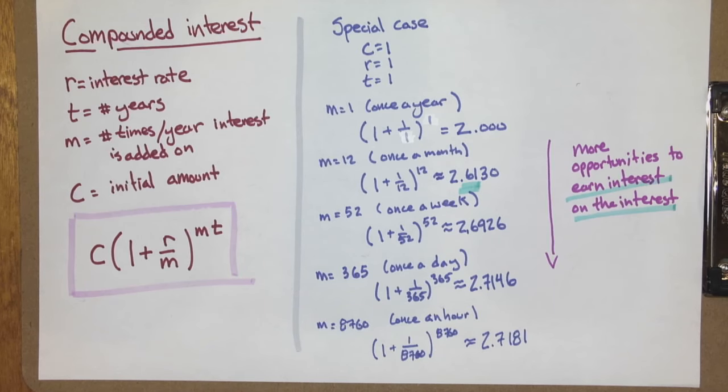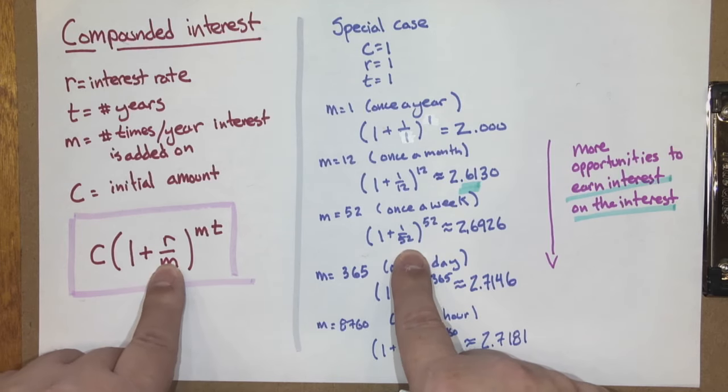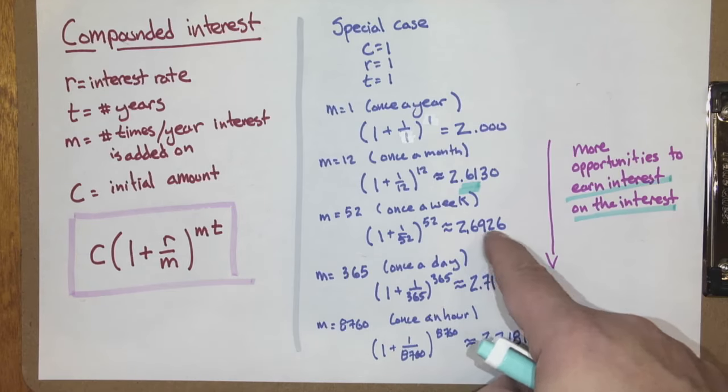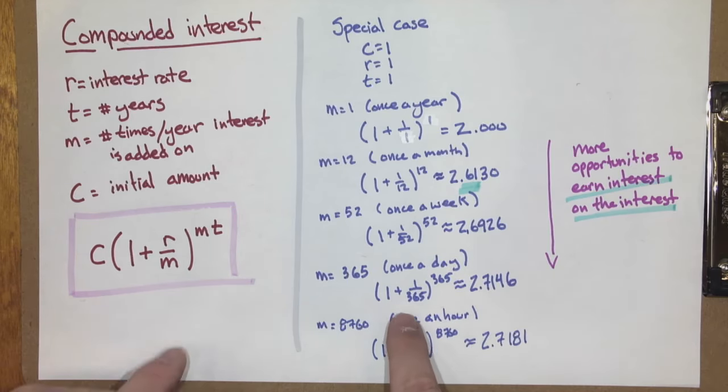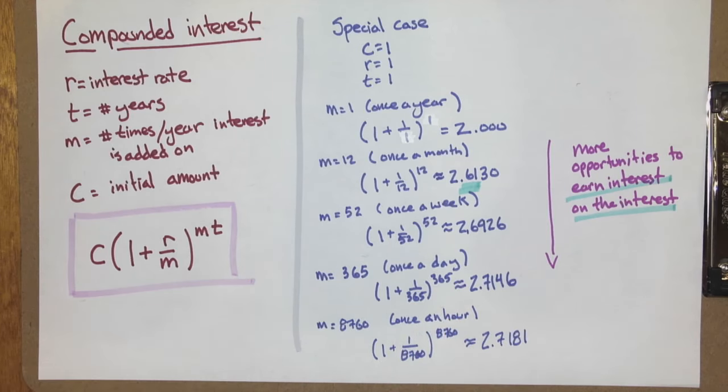So we're like, oh, idea. Instead of going once a month, we go once a week. So now our M is 52, so you get 1 plus 1 over 52 to the power of 52. I'm up to $2.69. You say, no, once a day. 1 plus 1 over 365 to the 365. $2.71. You can do it once an hour. You can do it once a minute. And so the more you do it, the more you capture the behavior.